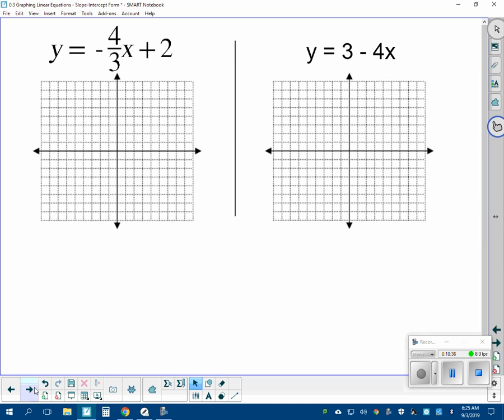Okay, here's 2 more. Again, they're not on your paper. Make sure you write them down. Pause the video and you guys try them. Pause the video now.